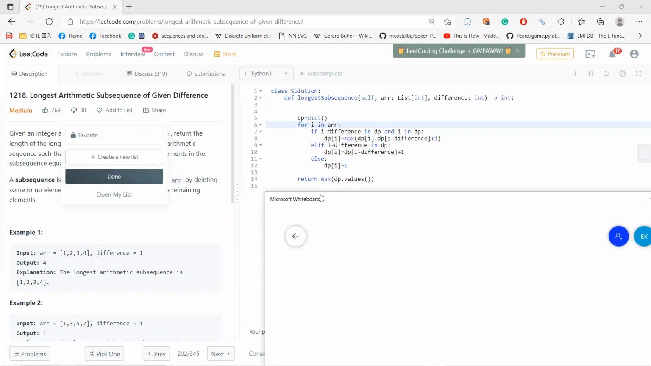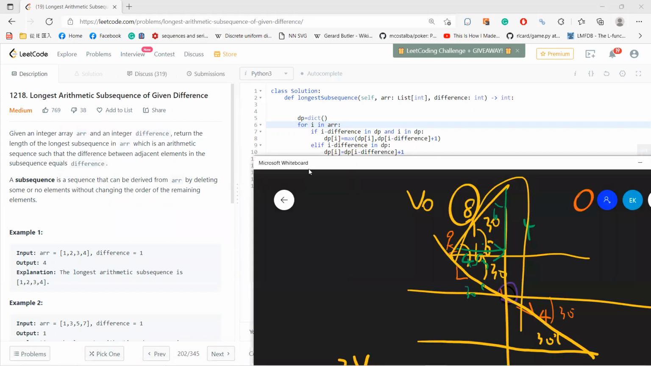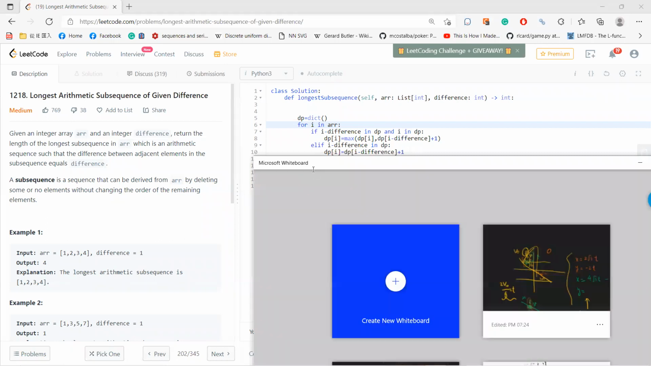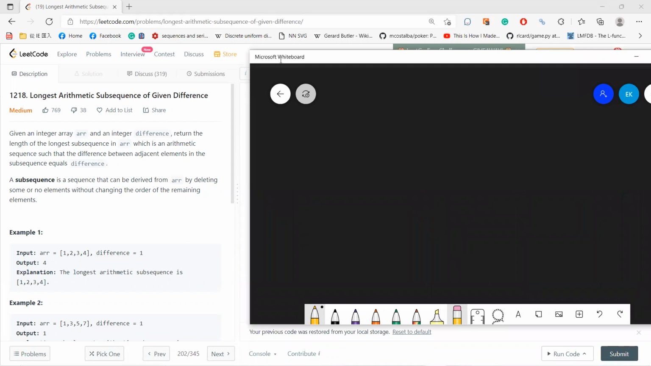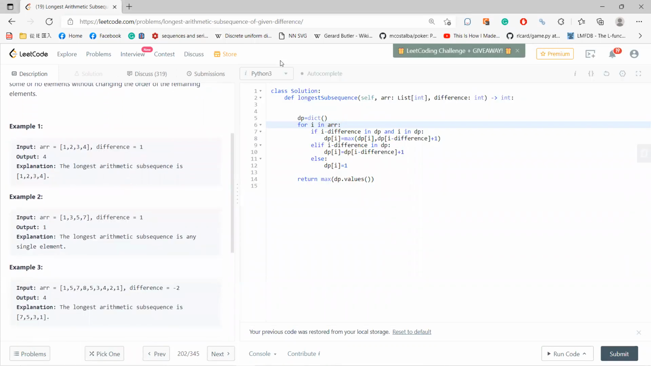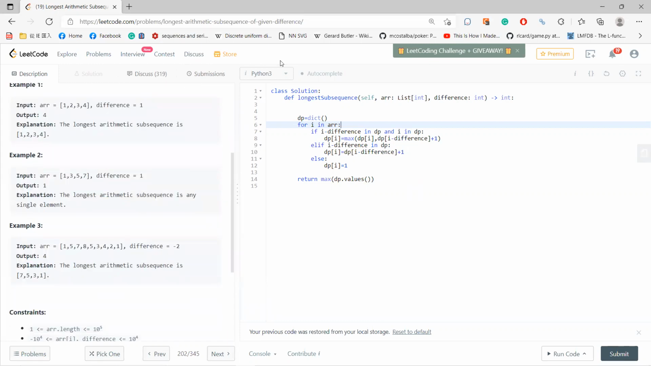So let's solve this 1218, longest arithmetic subsequence of given difference. Given an array and an integer difference, return the length of the longest subsequence in the array which is arithmetic with the given difference. The subsequence needs to preserve the order. For difference 1, the answer is 4 because 1, 2, 3, 4 is a subsequence. For difference 1 in the second example, there's no such sequence, so you can take 1 or 3 or 5 or 7 because there are no arithmetic progressions. For difference -2, you can take 4 because 7, 5, 3, 1.